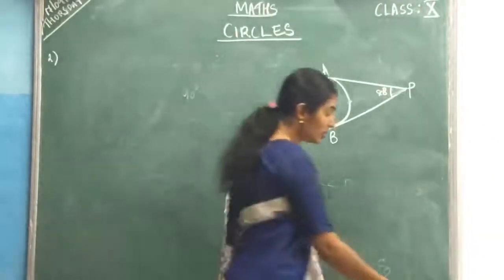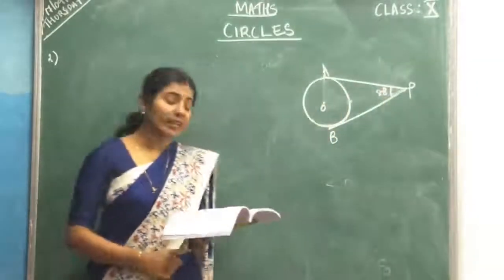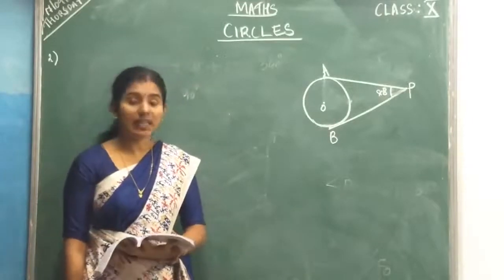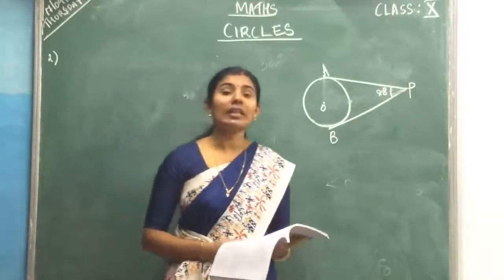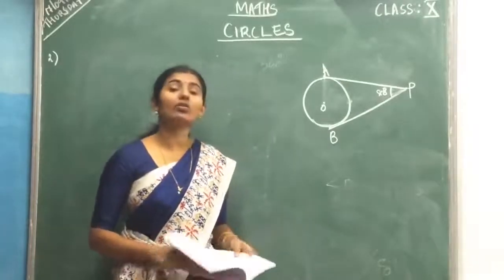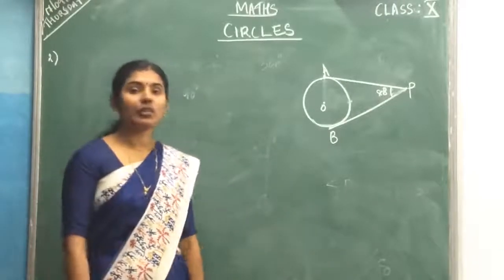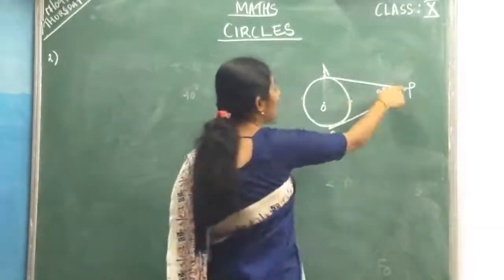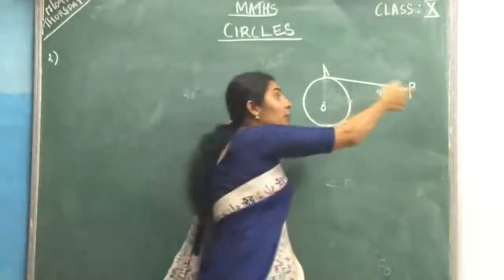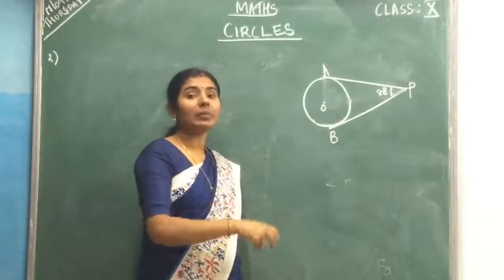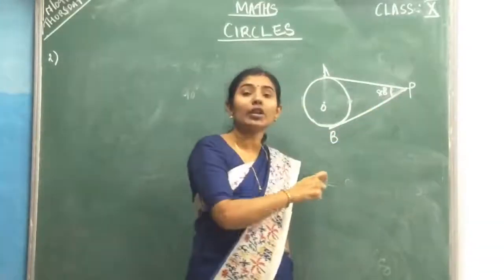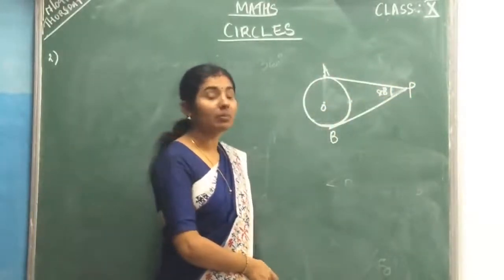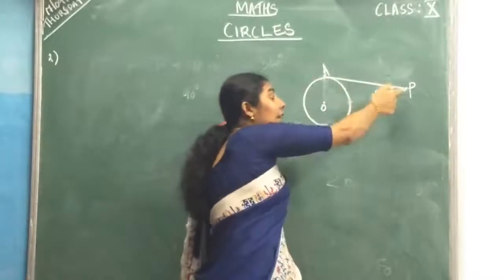Now the next question I will read. If tangents PA and PB from a point P to a circle with center O are inclined to each other at an angle of 80 degree. What can you understand from the question? Tangents PA and PB are from point P, so P is the external point. From this external point you should draw two tangents. The tangents' names they gave are PA and PB.